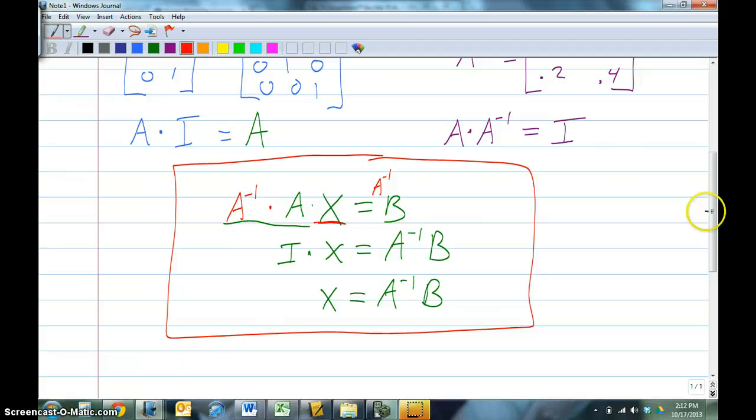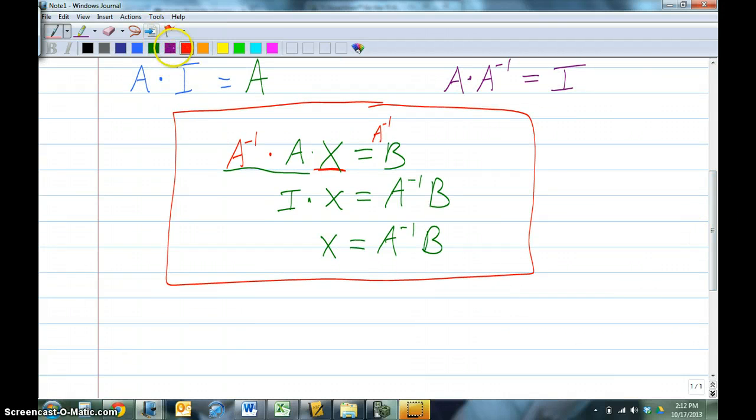Here's the thing, y'all. Right now, this is the only thing that I need you to know. Matrix X is equal to the inverse of matrix A times matrix B.